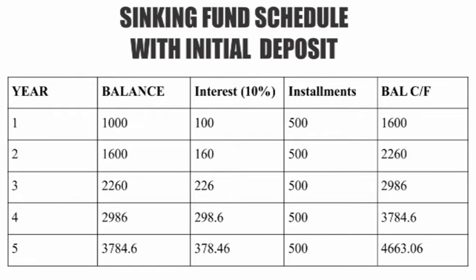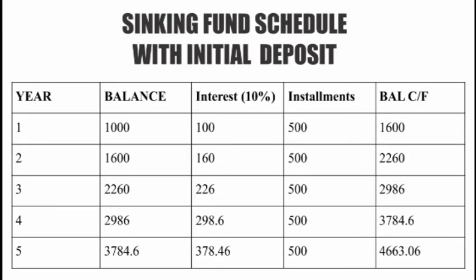Then you have already computed how much you should be putting into the account. That is 500. So what will happen is that at the end of the period, this will be the cumulative amount in the sinking fund. That will be the 1,000 Ghana cedi deposit plus the interest on the 1,000, which is 100, so it becomes 1,100, plus the installment or the periodic contribution to the fund, which is 500. So you have 1,600 at the end of the first year.